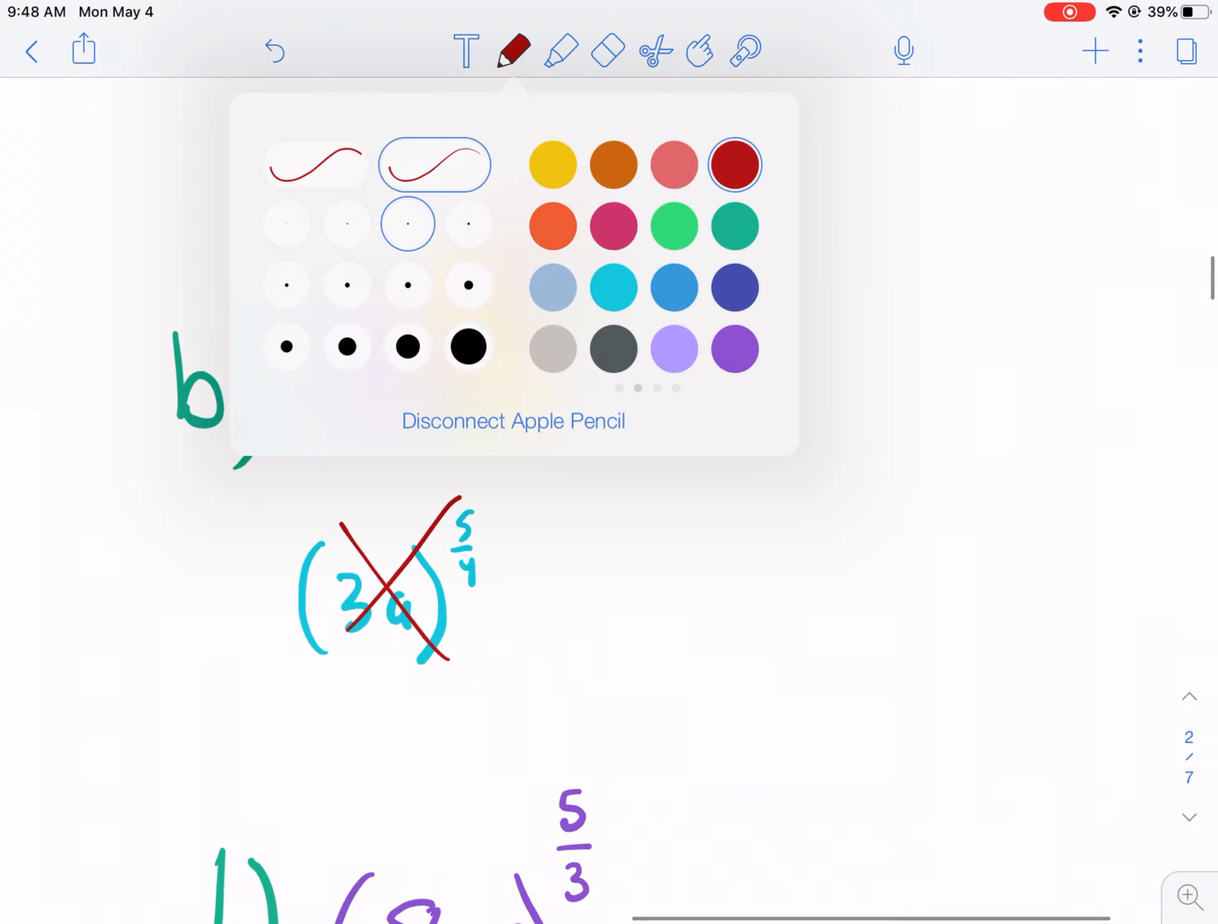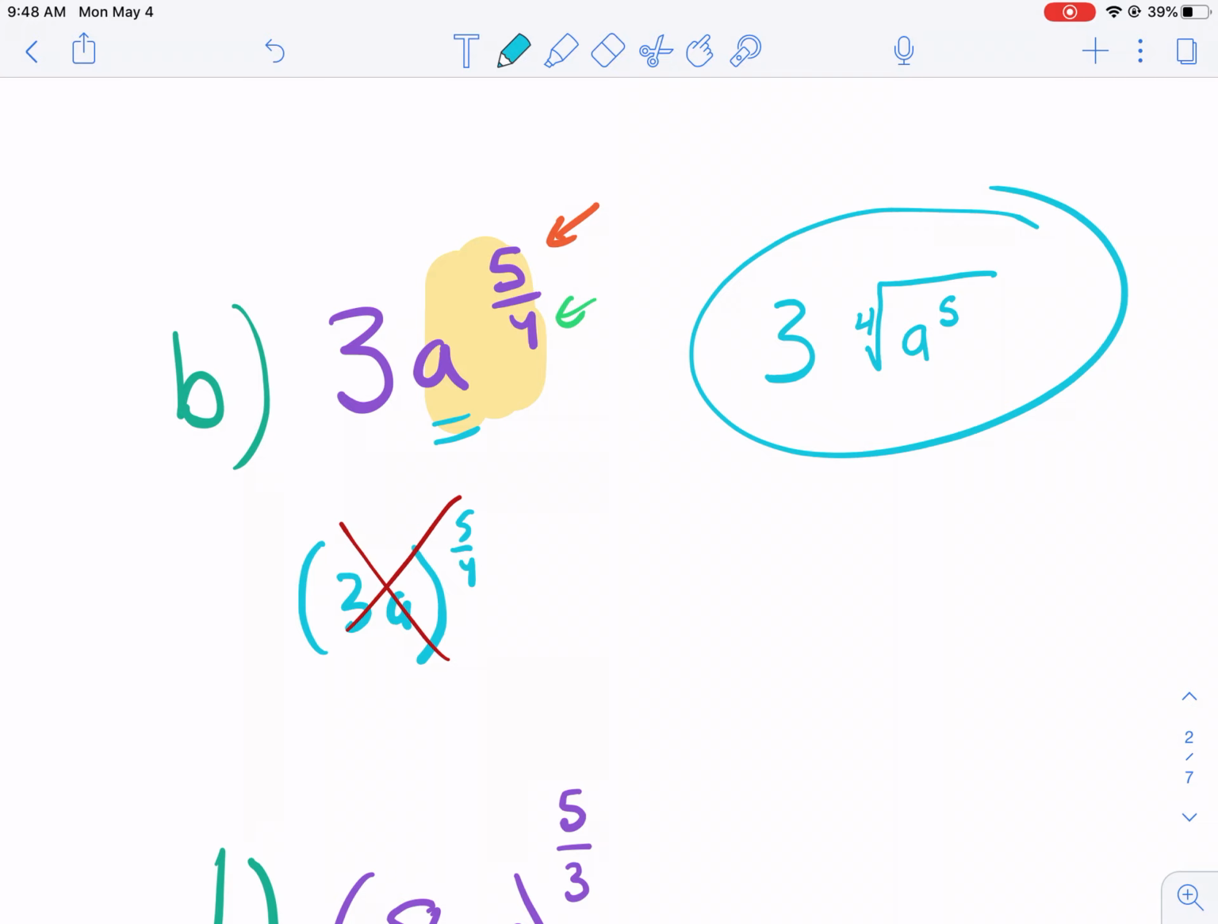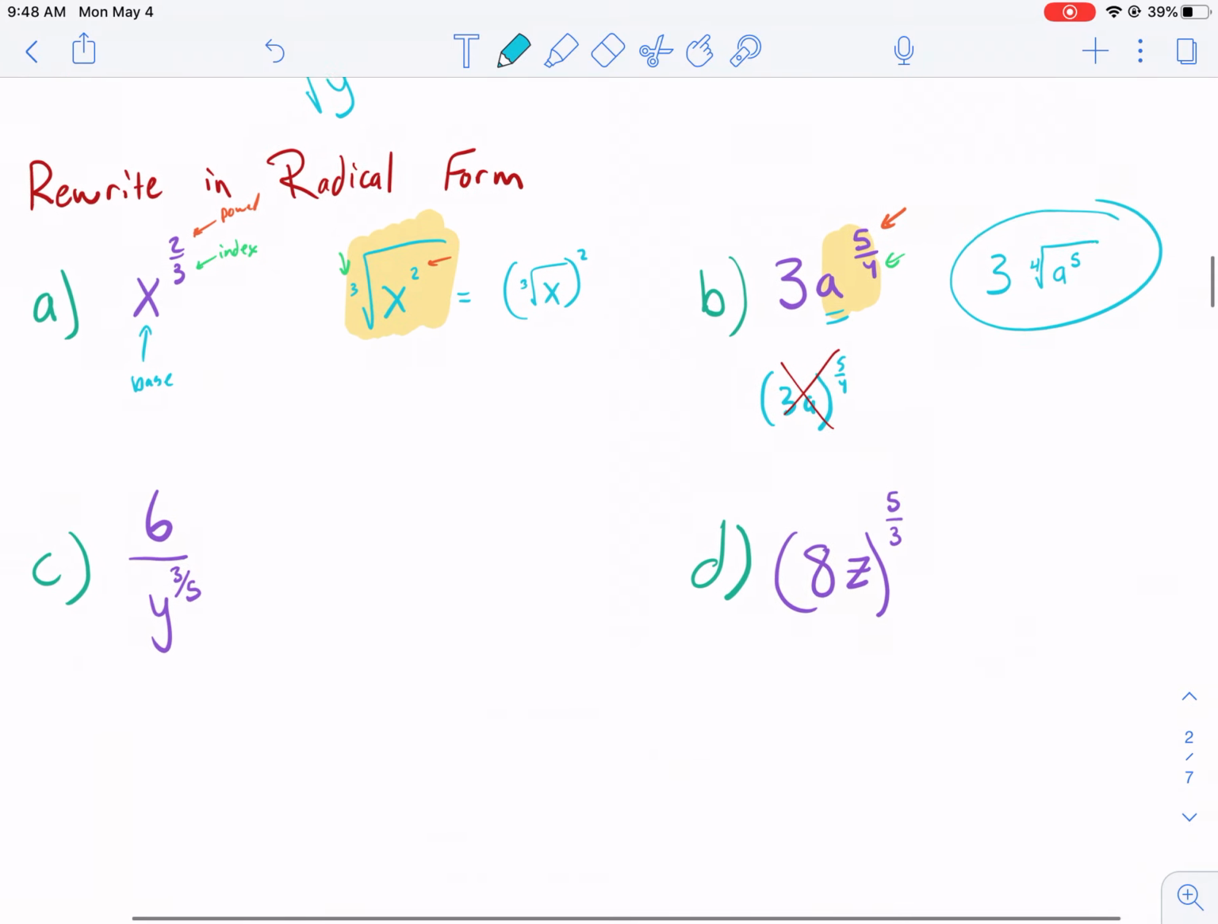So the 3 needs to stay alone outside. He does not get the power. We're going to write a radical with the 4 there because that's the index. And then a to the 5th, there's our answer. The 3 stays by itself. It does not get affected by the power.